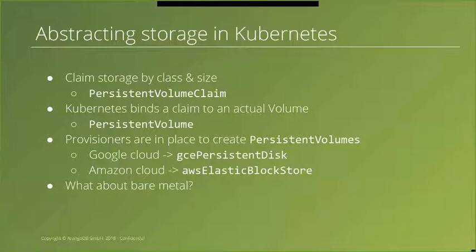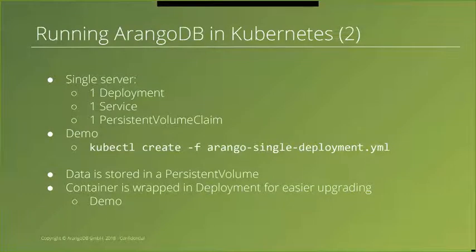But what about bare metal? Obviously, we will have customers who say, no, I'm not going to the cloud. We have our bare metal servers, and we want to run Kubernetes on there. What then? How should this work? And so that is essentially the storage problem a distributed data store is faced with.